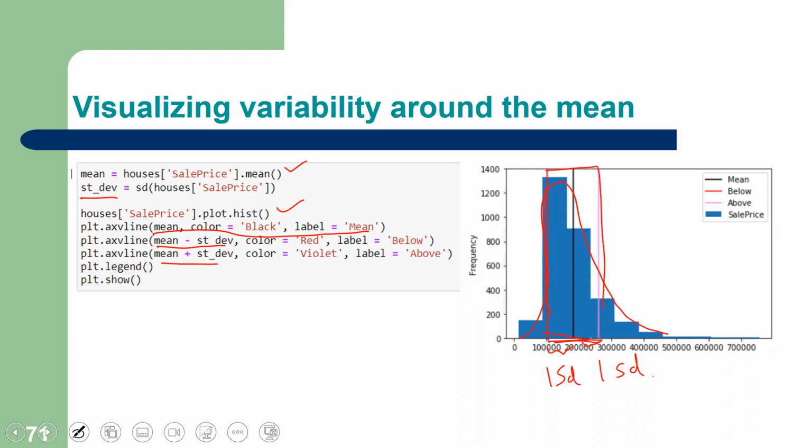Within the standard deviation, what do you see? Our plot is almost in the form of a normal curve. We'll discuss the normal curve in future, but generally within this 1 SD, almost 68% of the data will be available. You can see almost all the data is within this 1 SD. This is how we can visualize our variability around the mean.